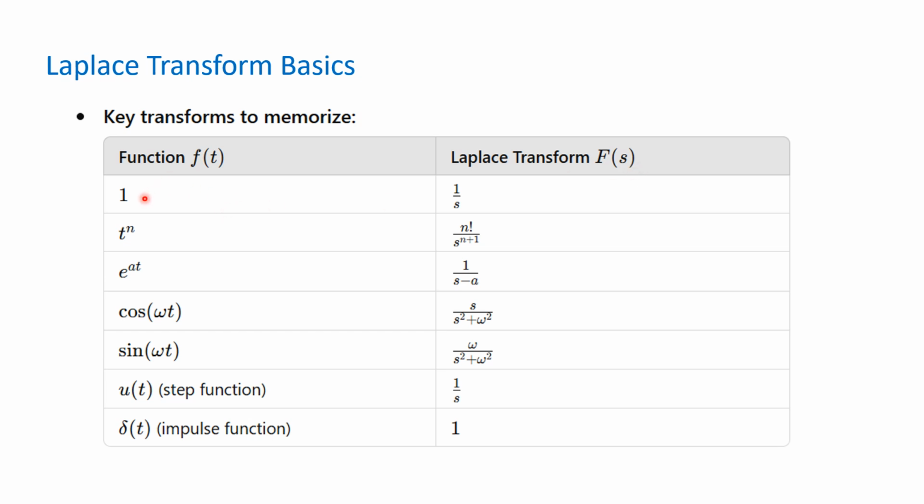If our function is 1, the Laplace transform is 1 over s. If the function is t to the n, our Laplace transform is n factorial over s to the n plus 1, and continuing down the list. So given a function, you simply look up what the Laplace transform is. It's sort of like looking up using an integral table, for example.